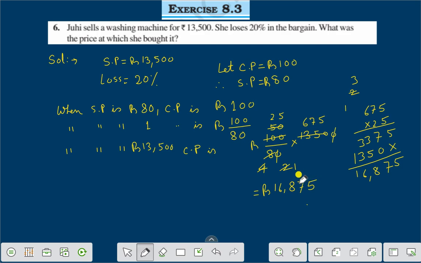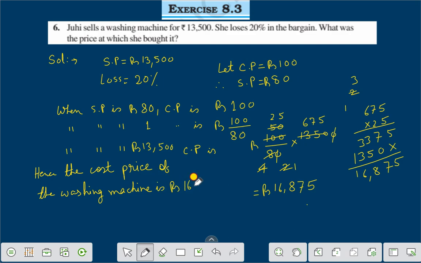Therefore, what is the price at which she bought it? The cost price of the washing machine is rupees 16,875.